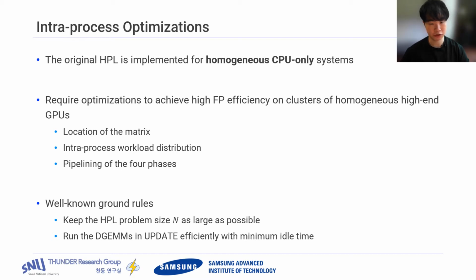It is beneficial to keep the HPL problem size N as large as possible because a larger problem size gives better BLAS and communication efficiency. Also, it is important to run the DGEMMs in update efficiently with minimum idle time because they account for over 95% of the entire floating point computation in HPL.